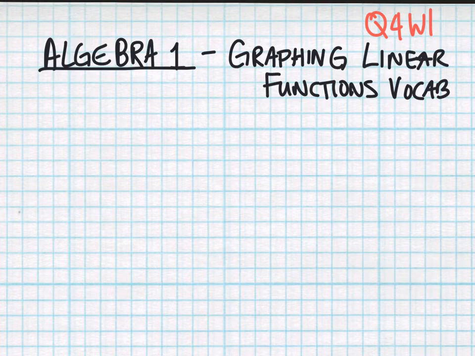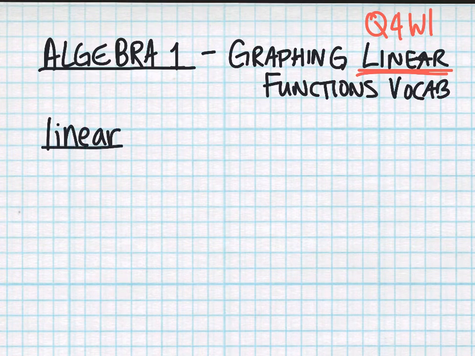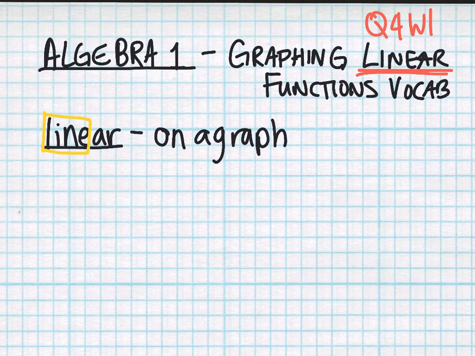So to start, we know we are graphing linear functions. The first word we're going to talk about today is linear. We've looked at this word before. We know that linear has this word line in it. So linear functions on a graph look like a straight line.